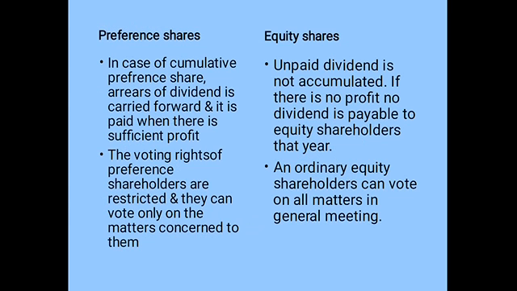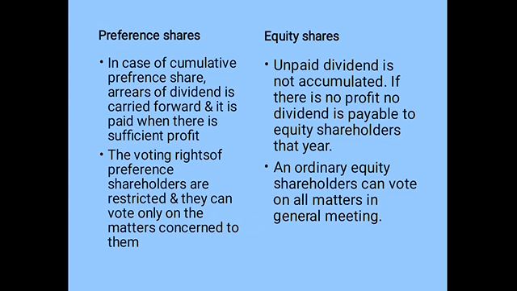But in case of the equity shares, unpaid dividend is not accumulated. That means if there is no profit, they are not going to get any returns even now and even in the coming days. But in case of the preference share, if they didn't get this year, next year surely they are going to get the dividend. But in case of the equity shareholders, they are not going to get the returns if that particular year doesn't make any profits. So not even in the next year also.